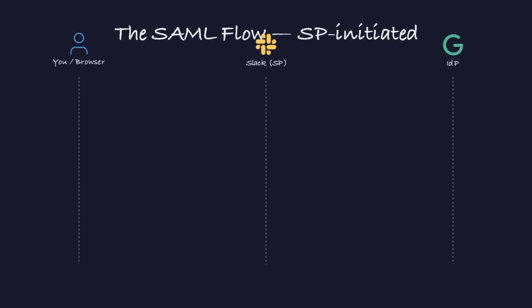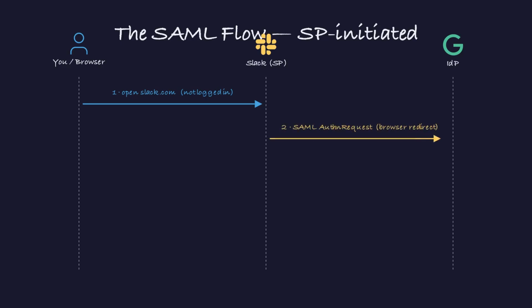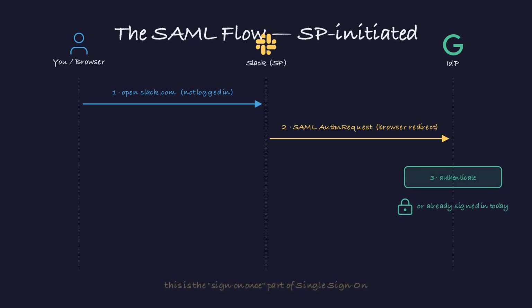Let's walk the flow. There are 2 variants, SP-initiated and IdP-initiated. We'll take the common one, SP-initiated. Step 1, you try to open Slack. You're not logged in and Slack sees you're from company.com. Step 2, Slack builds a SAML authentication request, encodes it, and redirects your browser to your company's IdP. Step 3, your browser lands on the IdP's login page. If you already signed in earlier today, it skips straight ahead. That's the sign-on once part. If not, you enter your company credentials here.